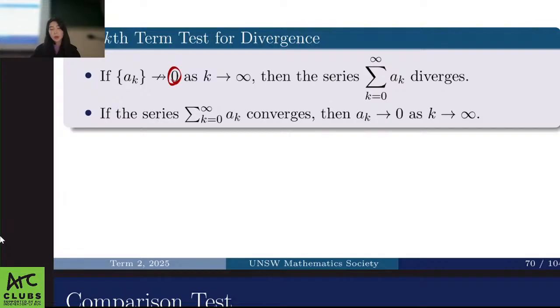An example would be the harmonic series, for example 1 plus 1 on 2 plus 1 on 3 and so on. The last term is 1 on n, right? That's the nth term, and this does converge to 0, whereas the entire series is actually divergent. So therefore, just be aware about this for the kth term test.